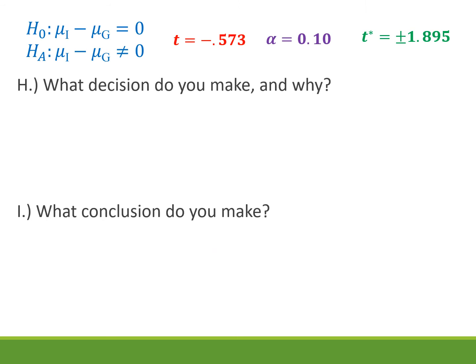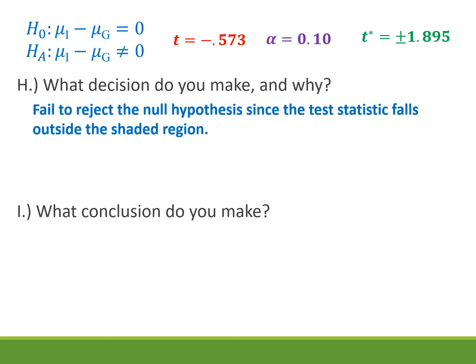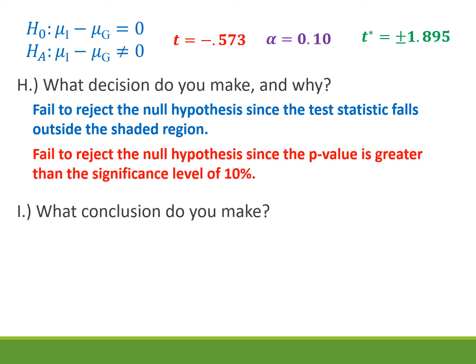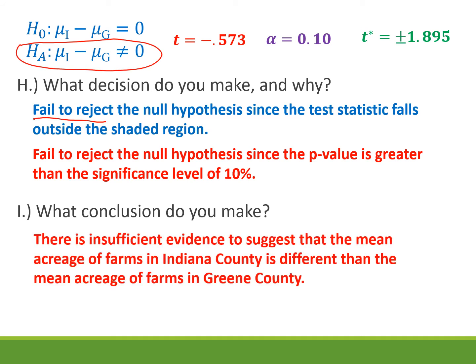So at this point, we're able to make our decision. We're going to fail to reject the null hypothesis since the test statistic falls outside that shaded region. Or we could say fail to reject the null hypothesis since the p-value, which we know is greater than 20%, is greater than the significance level of 10%. We write a conclusion. It's always about this alternative hypothesis. And in this case, we fail to reject, which means we have insufficient evidence. So there's insufficient evidence to suggest that the mean acreage of farms in Indiana County is different than the mean acreage of farms in Greene County.